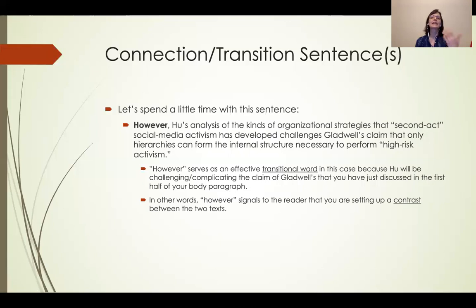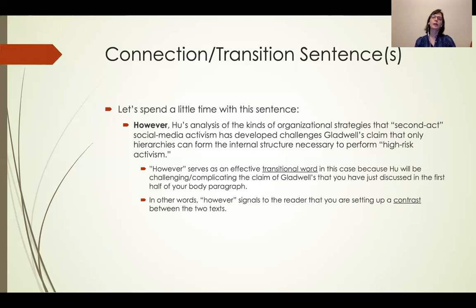And that's generally going to be the case for your body paragraphs. So, you may focus some discussion on how or in what ways Hugh might agree with Gladwell's claims. But eventually, in order to fulfill the question of the prompt, we're going to have to focus on those ways that she challenges or complicates Gladwell's claims. That particular claim, right? That social media activism is not at all like the activism that took place during the civil rights movement, or what he calls traditional activism.